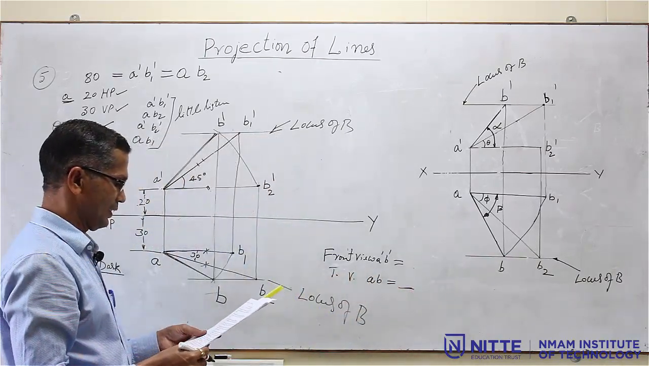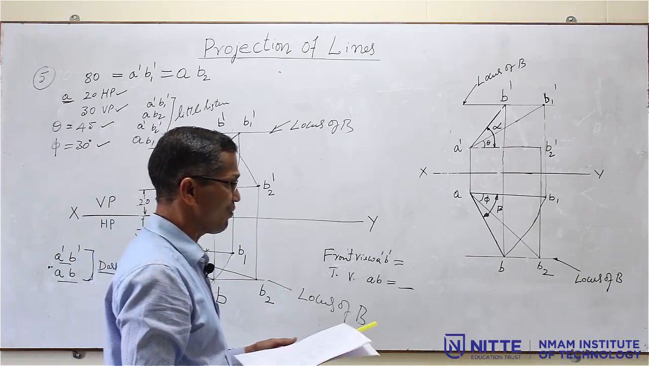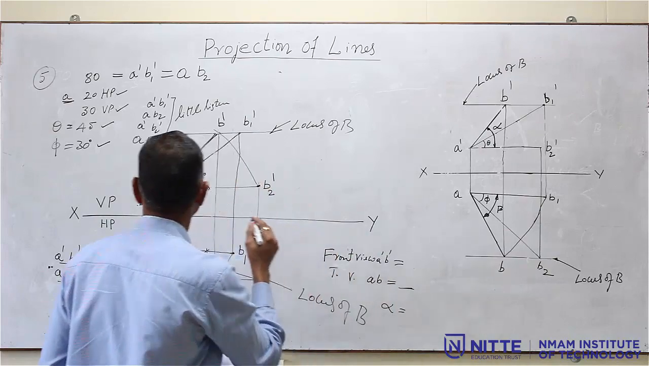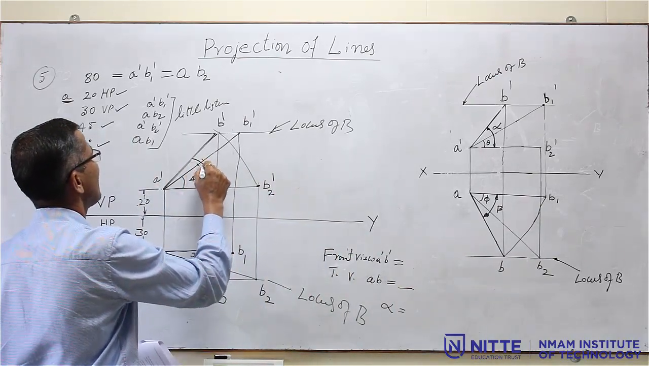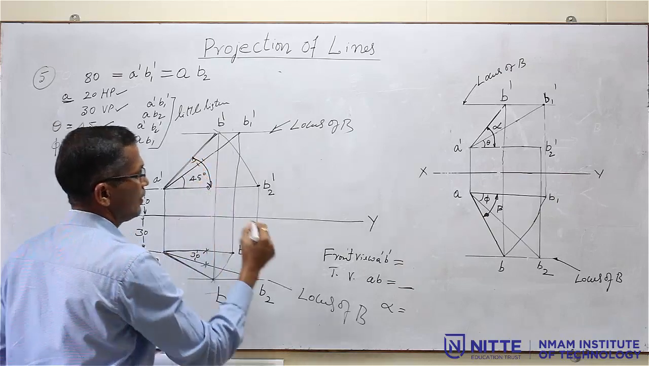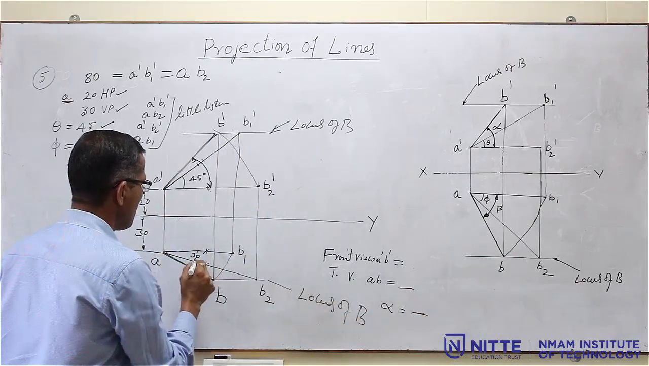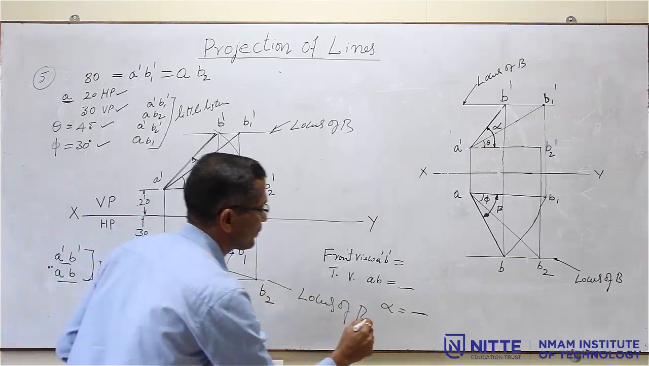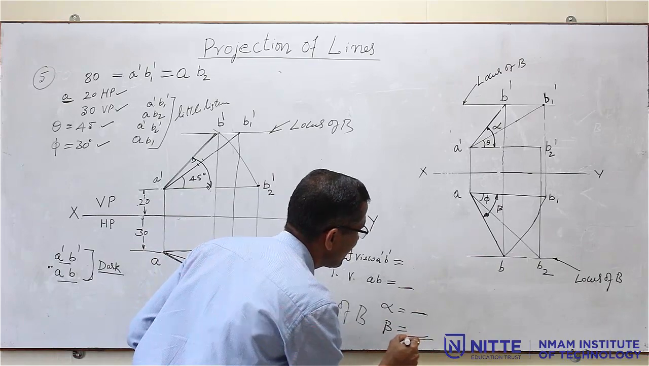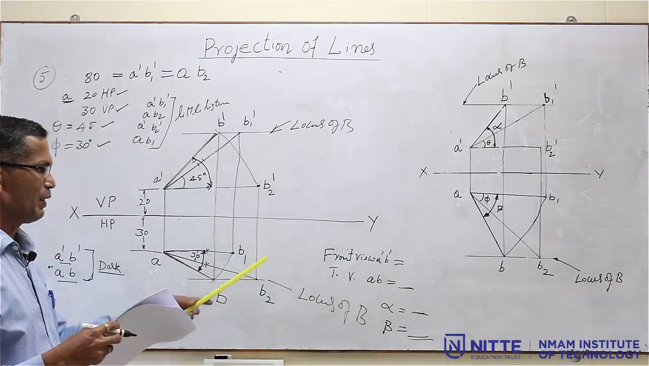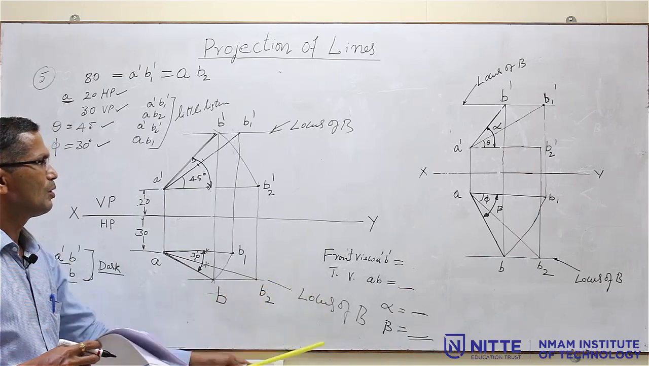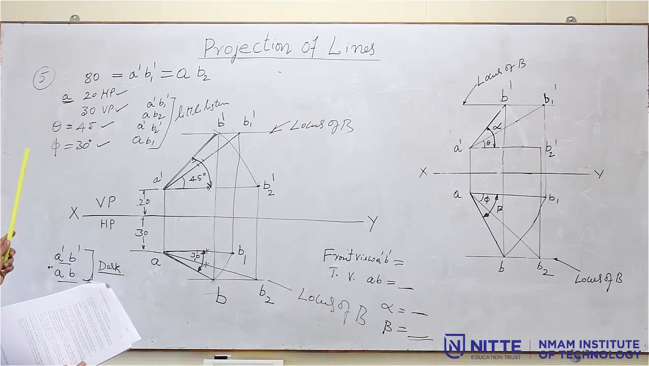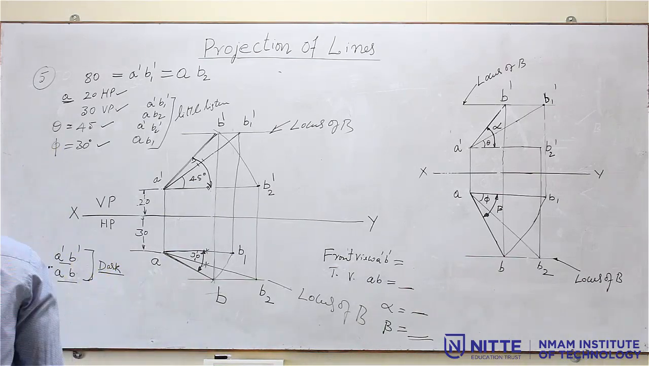And apparent inclinations. Apparent inclination means alpha and beta. You have to give those values. Alpha is equal to, you have to measure this angle. Give the answer. Then beta is equal to, so this is the angle beta. You have to give the answer for this alpha and beta. So this is the answer for the question. You have to mention those answers. So that will complete the solution for the problem number 5.